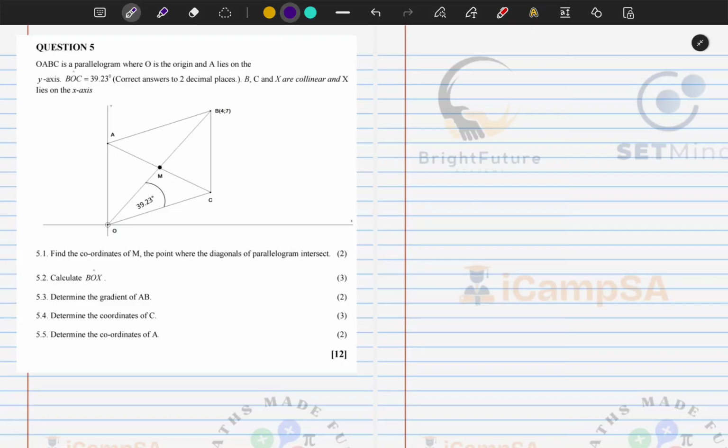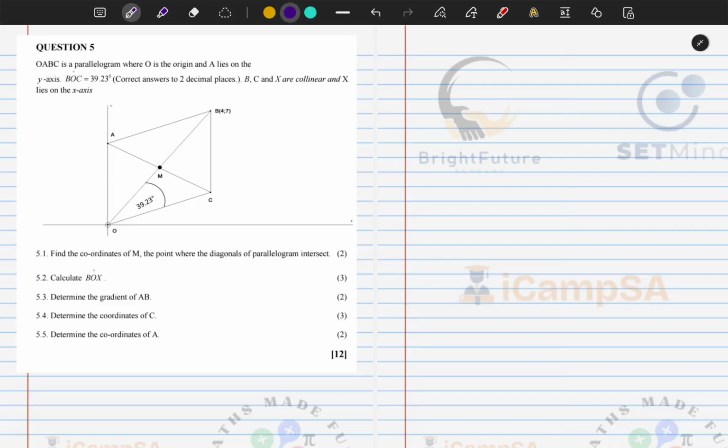Today we'll be continuing with part 2 of the practice paper. I think it's a paper from Limpopo. It's a very good practice, especially in preparation for your June exams. So let's look at what we have today.